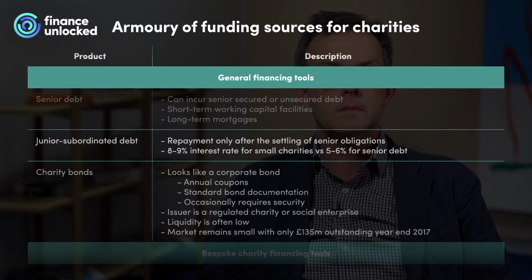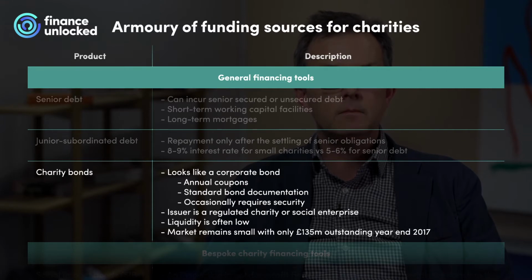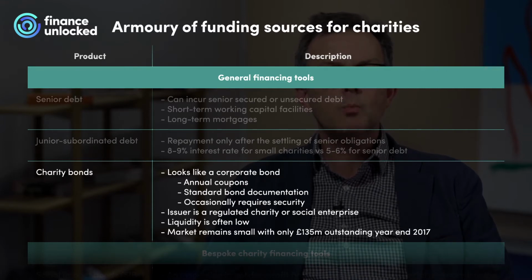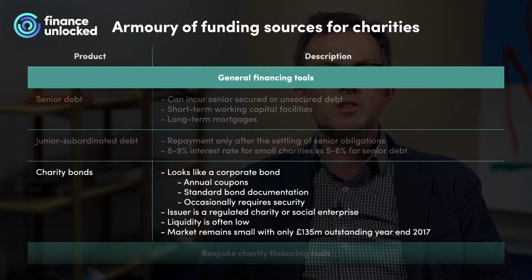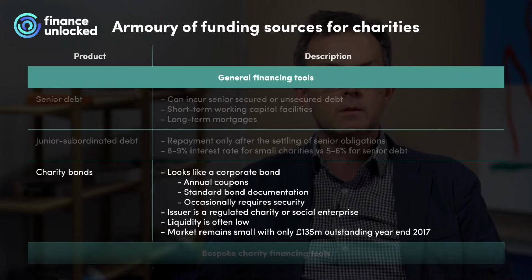Charity bonds. This looks like a corporate bearer bond with annual coupons, standard bond documentation, including generic covenants, and sometimes security. The issuer is a regulated charity or social enterprise. Liquidity of the bonds is often low, with investors looking to buy and hold. The overall market size remains small, with only £135 million outstanding by year-end 2017.